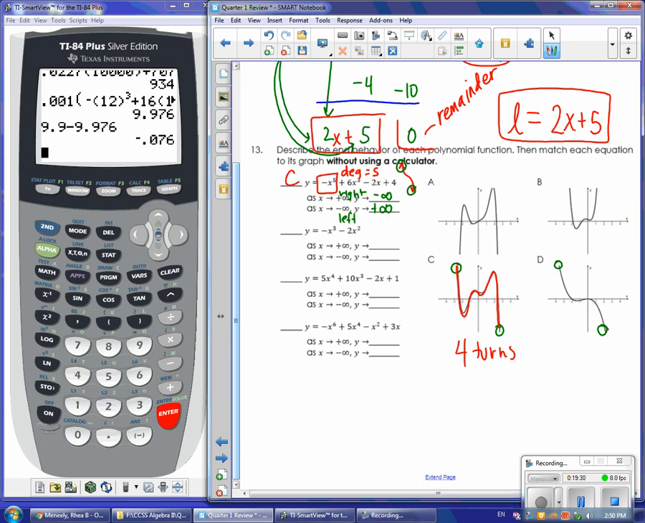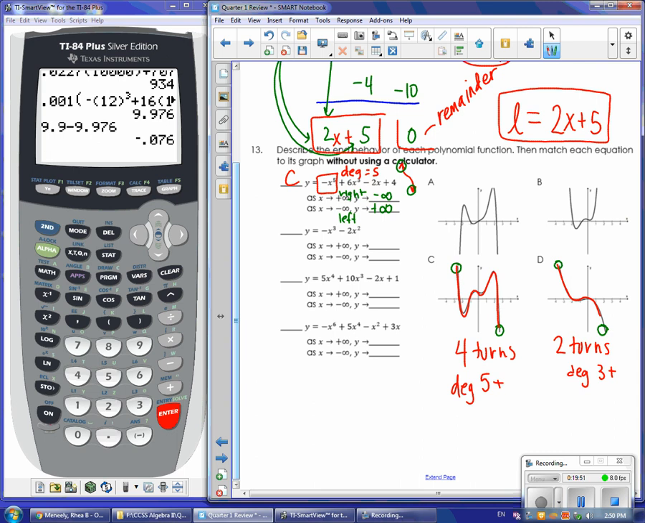If I take a look at letter D, I can see that it decreases and turns here. So that's 1 turn, and then it turns again. So this has 2 turns. That means that it has to be at least degree 3. So degree 3 or more. This one would have to be degree 5 or more.